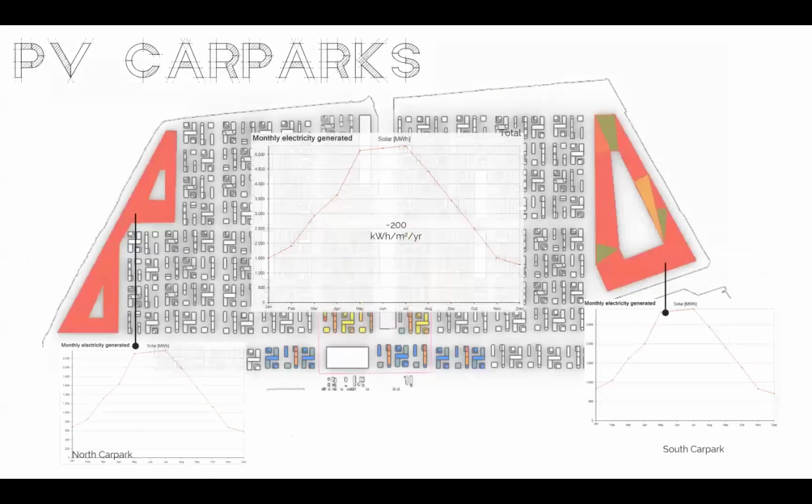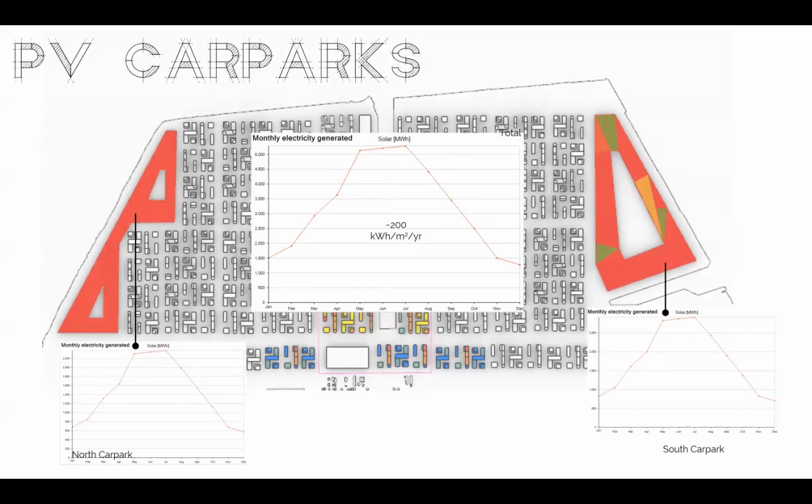Second, we have also considered a bigger picture and looked at the whole site, and we propose to install PV panels on each of the 2 main car parks on both sides of the area. In total, the car parks can provide over 5,000 megawatt hours with an average supply of 200 kilowatt hours per square meter per year. And this is then equally distributed across the whole site to each smaller neighborhood.